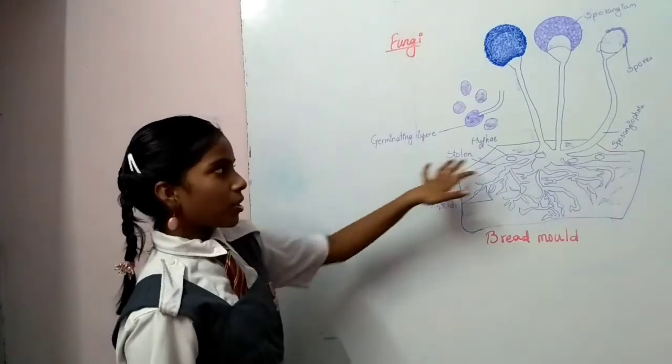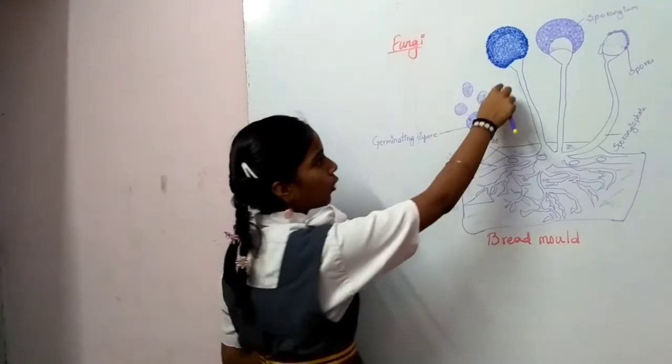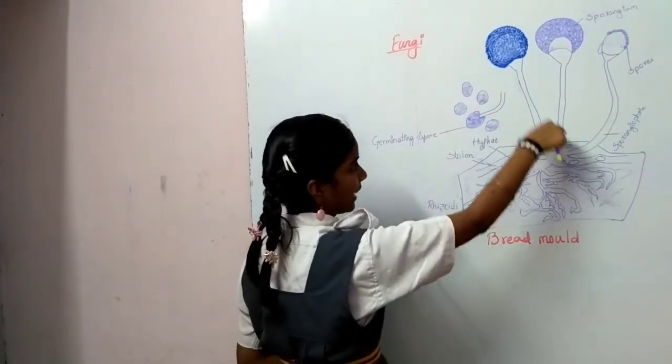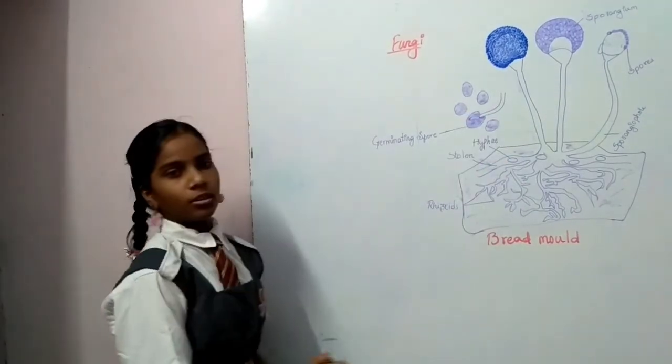So the germinating spore looks something like this, and whenever the filament grows, it grows something like this, and then forms a round ball type of structure.